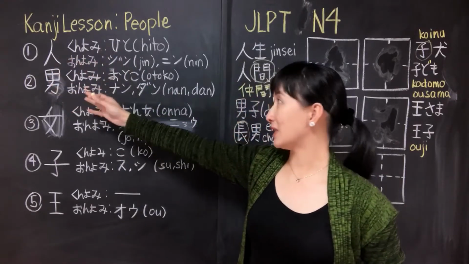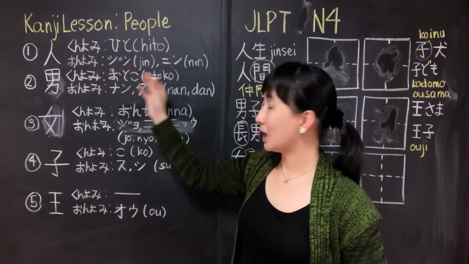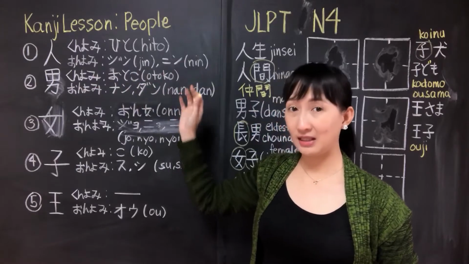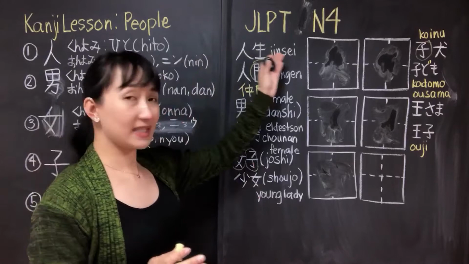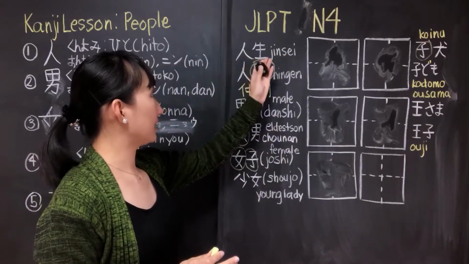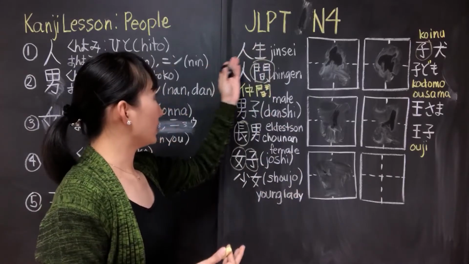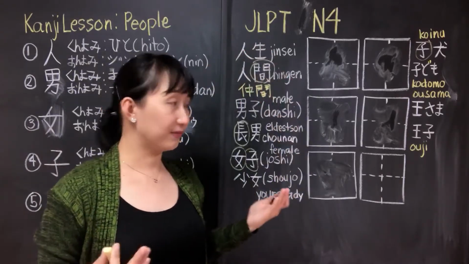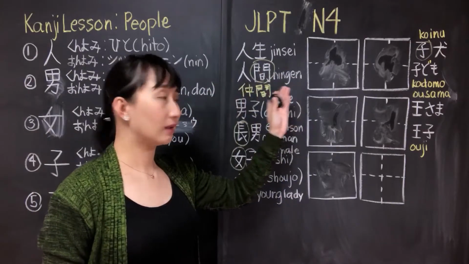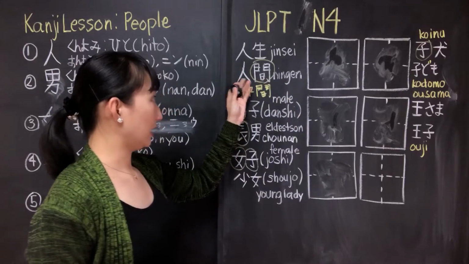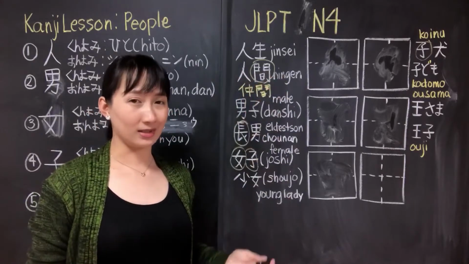Its kunyomi is hito, which means person, and its onyomi are jin and nin. The examples that I have for you for today are jinsei: jin plus sei. This kanji sei refers to life. So jinsei in general means life. The other example that I have for you is ningen. This one is nin, and this one is the kanji for gen, which means human.